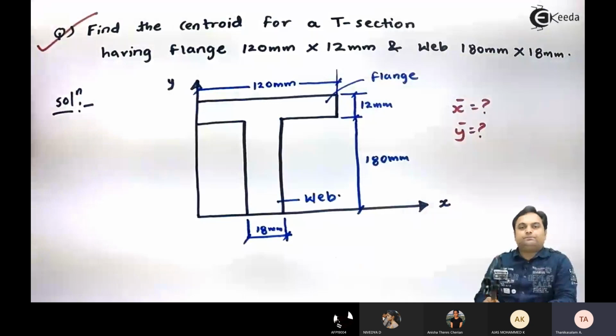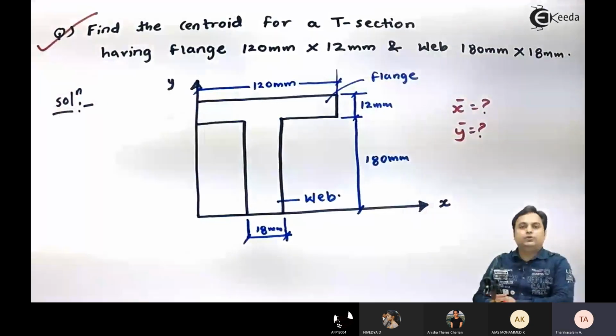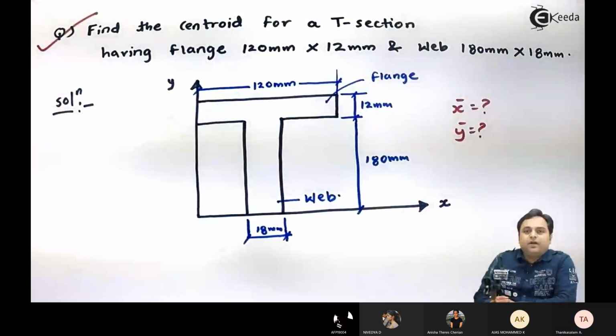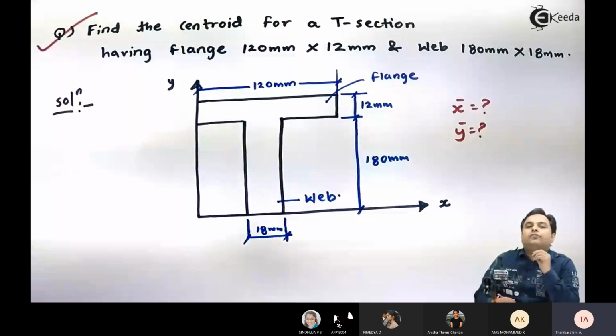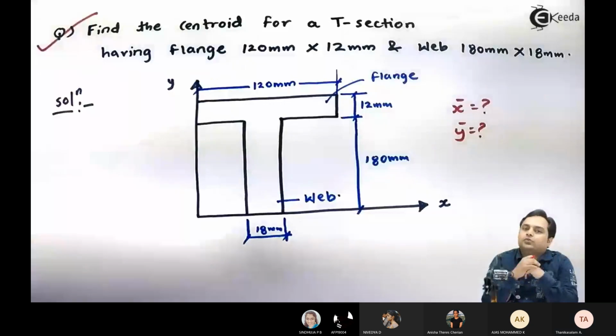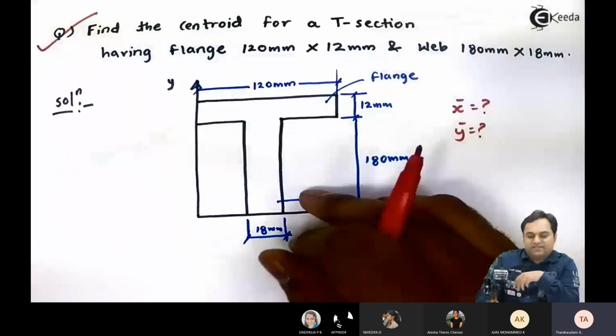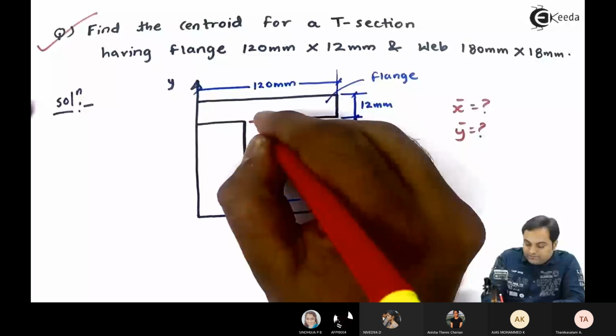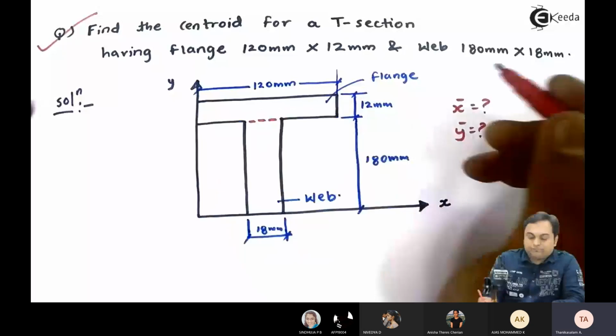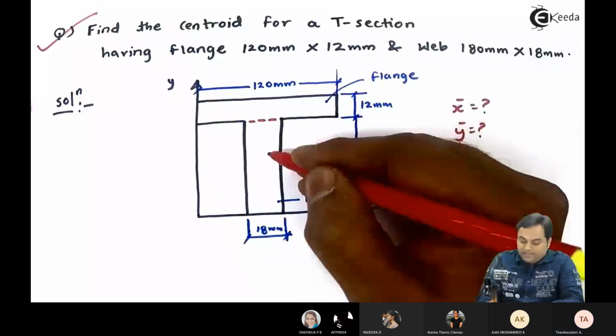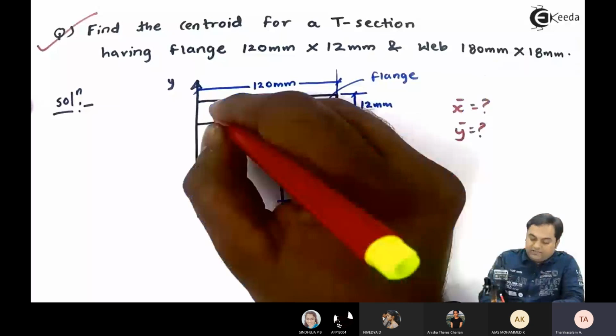For that, we don't have a direct formula for the centroid of this section. So the simplest way to find the centroid is to divide this section into two rectangles. So here we have two rectangles, and this is rectangle one.